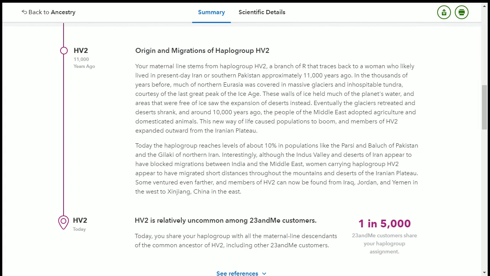Eventually, the glaciers retreated and the deserts shrank around 10,000 years ago. And the people of the Middle East adopted agriculture and domesticated animals. The new way of life caused the population to boom, and members of HV2 expanded outward from the Iranian plateau. Okay, so you can read the rest of that there. And here, and all these little things that you can see, even though I had small traces of Chinese and stuff like that in my DNA that's listed here and throughout other sites, you can see that they're still showing up. Even if it's in small increments, they still show up.